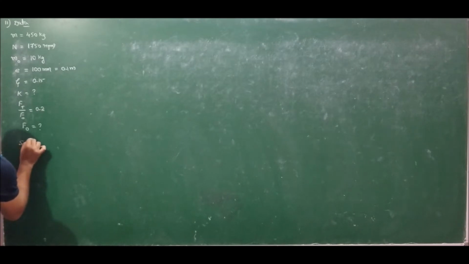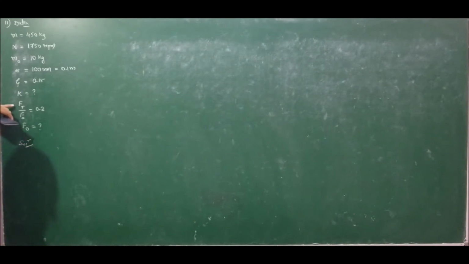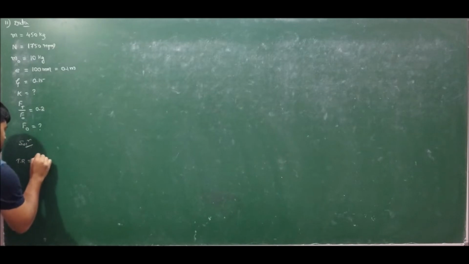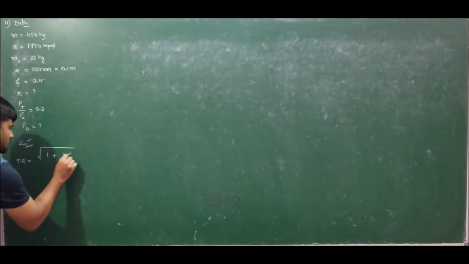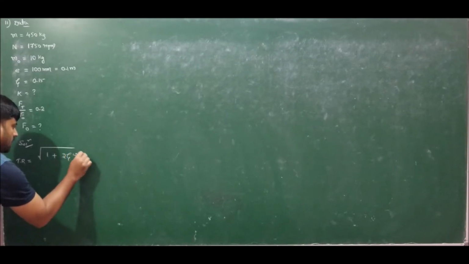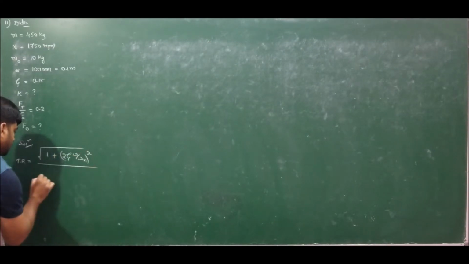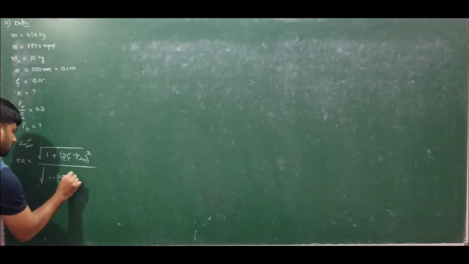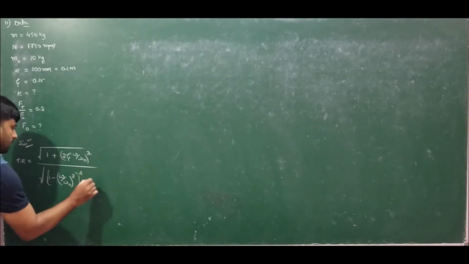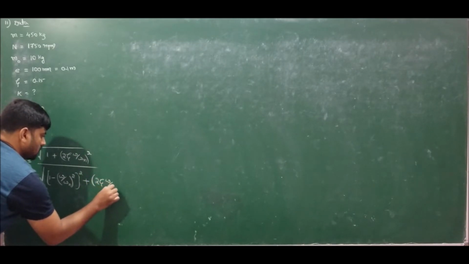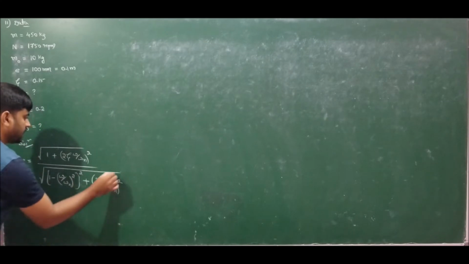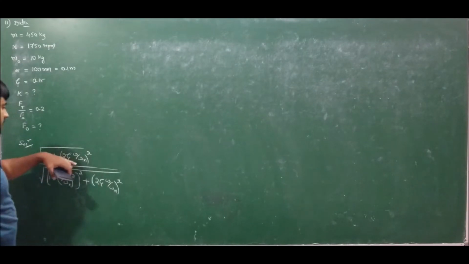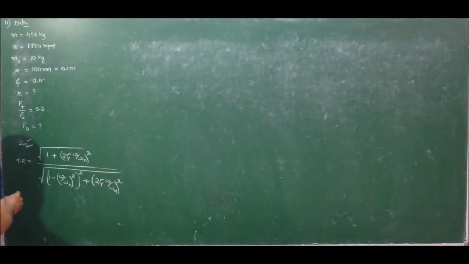since the transmission ratio is specified for us, let us use the equation of transmission ratio. We know that transmission ratio is given by the root of 1 plus (2 zeta omega by omega n) whole square, divided by the root of (1 minus (omega by omega n) whole square) whole square plus (2 zeta omega by omega n) whole square. Correct? Now we know the transmission ratio, we know the value of zeta, but we don't know the frequency ratio. Let me calculate the frequency ratio from this formula by substitution.